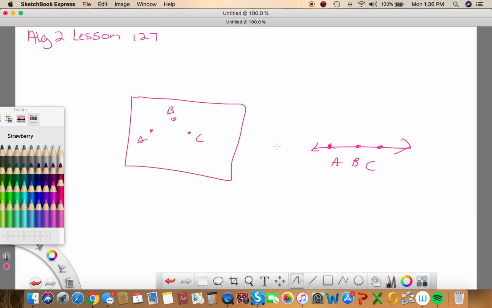But we have a postulate that says if we have 3 points that are not collinear, and remember, collinear means they're on the same line, then they do determine a plane. So that's just a postulate you've got to know. If you have 3 non-collinear points, they determine a plane.